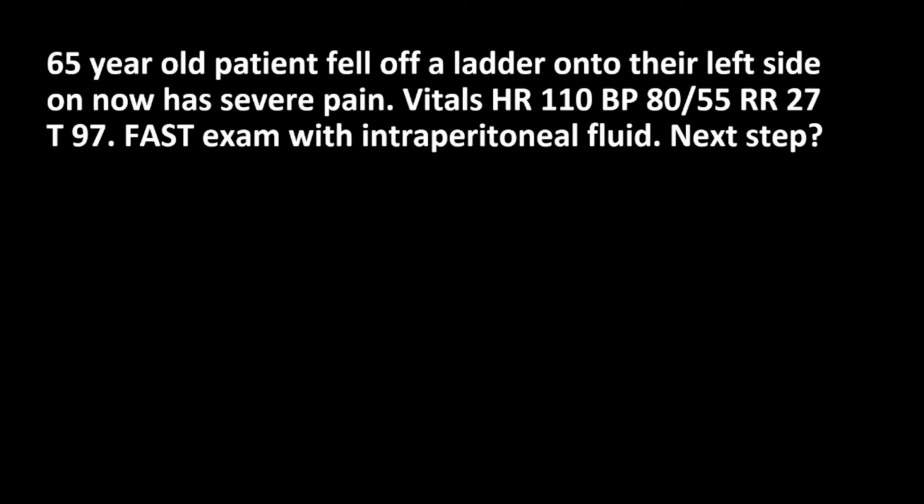Now another patient vignette. So let's say you have a 65-year-old patient that fell off a ladder onto their left side, and now they are presenting with severe pain. Their vitals are significant for tachycardia with a heart rate of 110, a little bit of hypotension with blood pressure of 80 over 55, respiratory rate is 27, temperature is 97. The FAST exam is showing you intraperitoneal fluid. What is your next step in management for this patient, and what will likely be done during that next step?